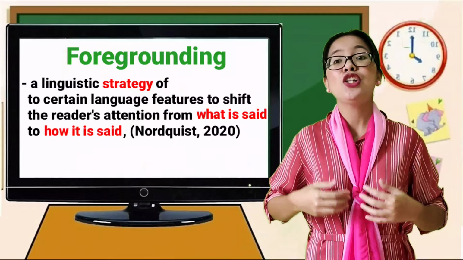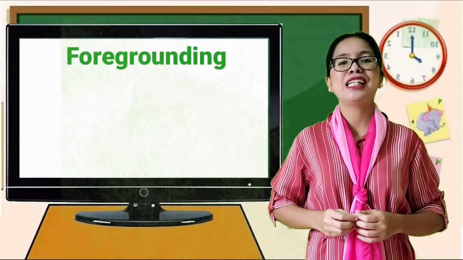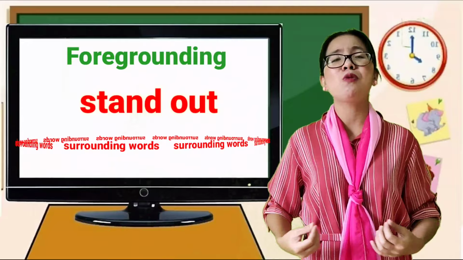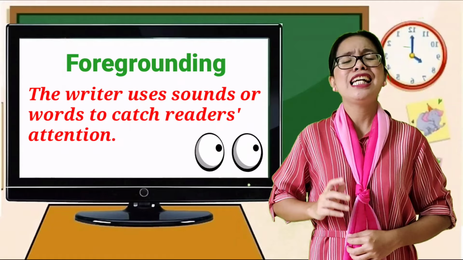In short, foregrounding is the practice of making something stand out from the surrounding words or images. The writer uses sounds or words in such a way that the reader's attention is immediately captivated.